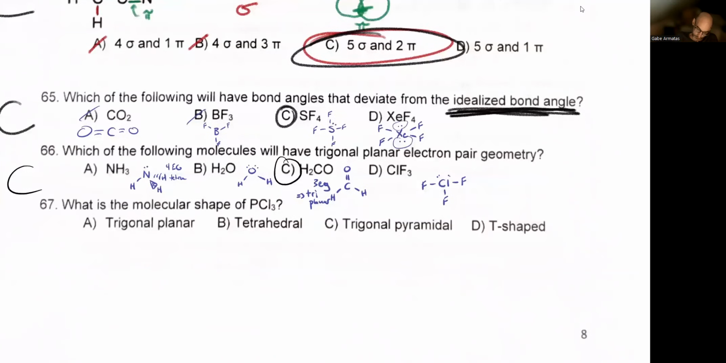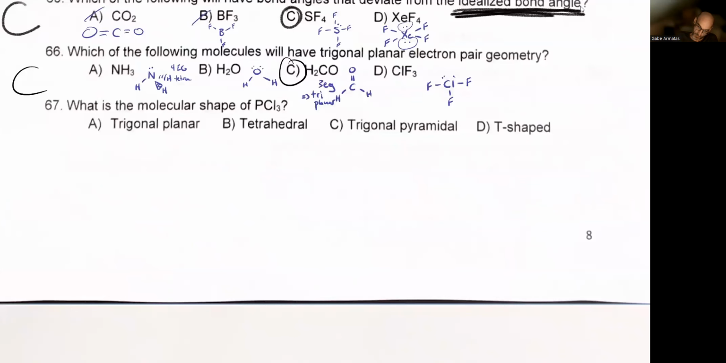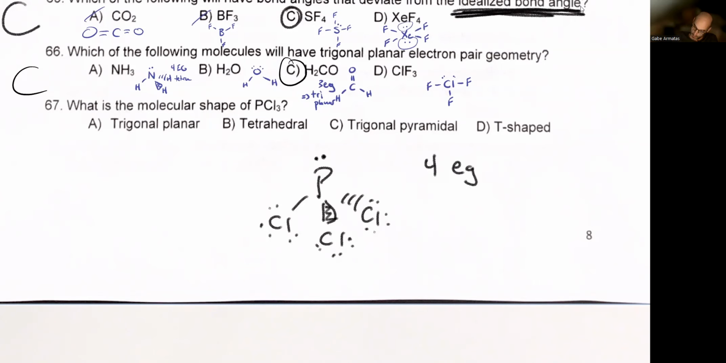All right. What's the shape of PCl3? Oh, this is an easy one. P, Cl, Cl, Cl, and they all have 6 electrons each. There it is. 4 electron groups, so that makes it tetrahedral.